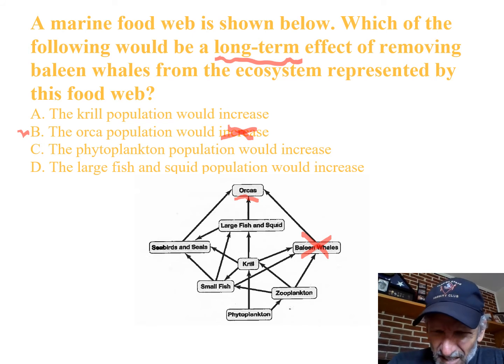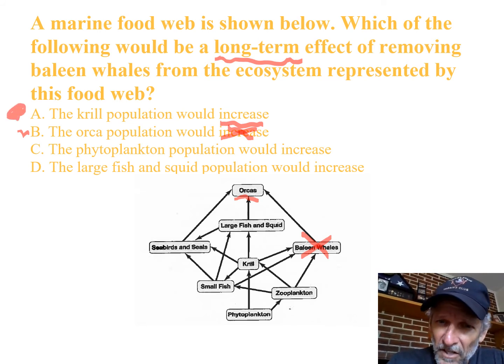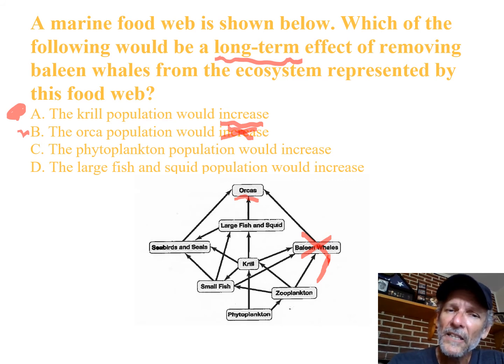Okay, but let's see, these baleen whales, the krill population. The krill get eaten by baleen whales. Baleen whales are gone, the krill population would increase. That's a likely possibility, right? Except for this fact: these things also eat krill, and now their numbers are going to increase because the whales that eat them aren't around anymore. So if their numbers increase, they might eat more krill. This is what makes these questions a little hard to answer.